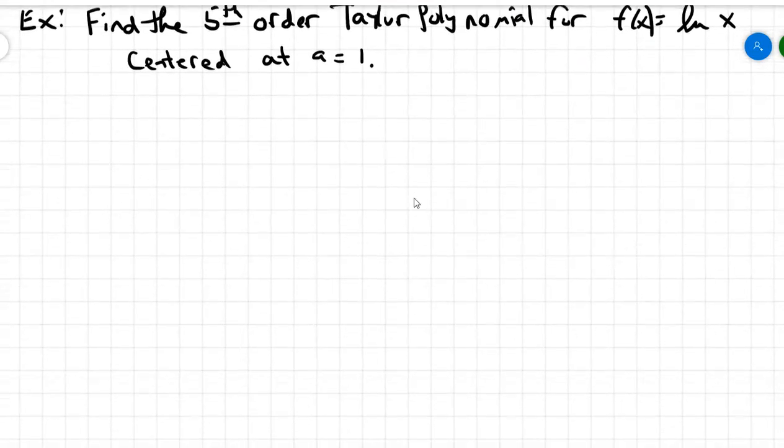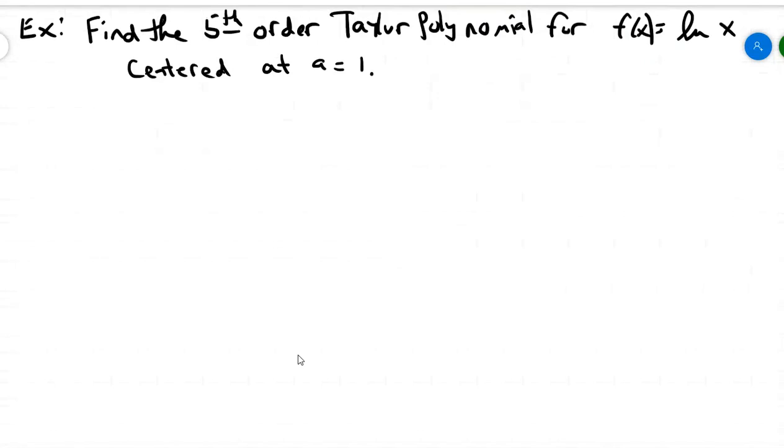We've got a function, natural log of x. This is the way that I organize it. You're welcome to organize it whatever way makes sense to you, as long as we all come up with the same answer at the end. So if I'm doing a fifth order Taylor polynomial, I know I'm going to need 5 derivatives.